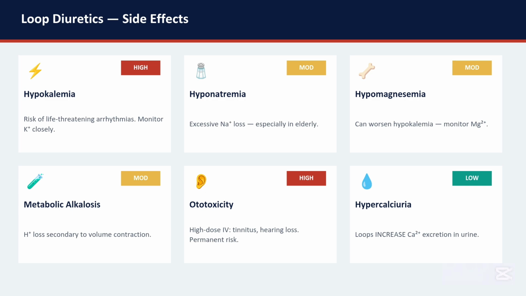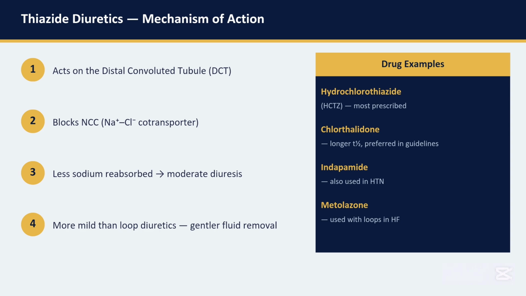Now, let us move on to thiazide diuretics. Thiazides work at the distal convoluted tubule. They block the sodium chloride cotransporter, also called NCC. Because this segment reabsorbs less sodium compared to the loop of Henle, thiazides produce a more moderate diuretic effect. The most commonly used thiazide is hydrochlorothiazide, often abbreviated as HCTZ.